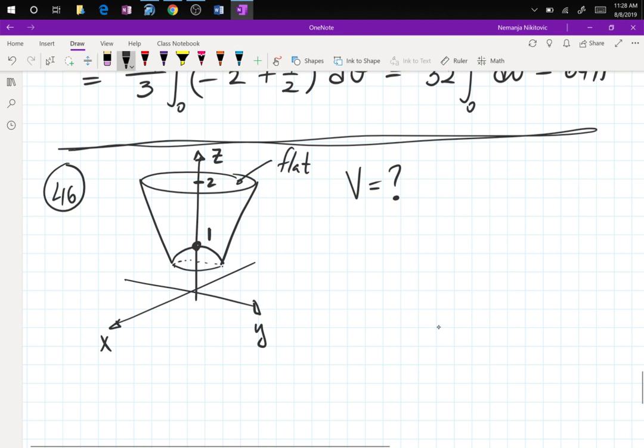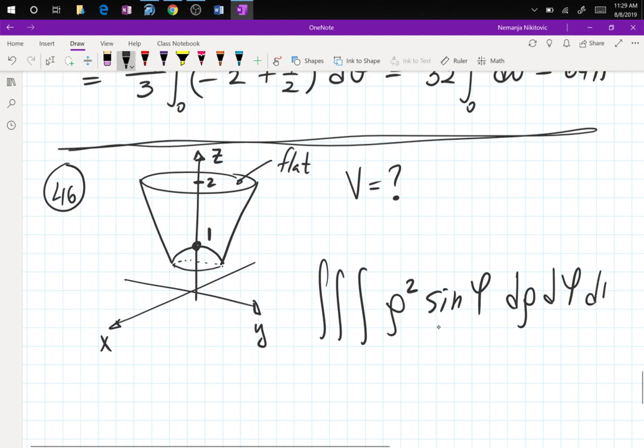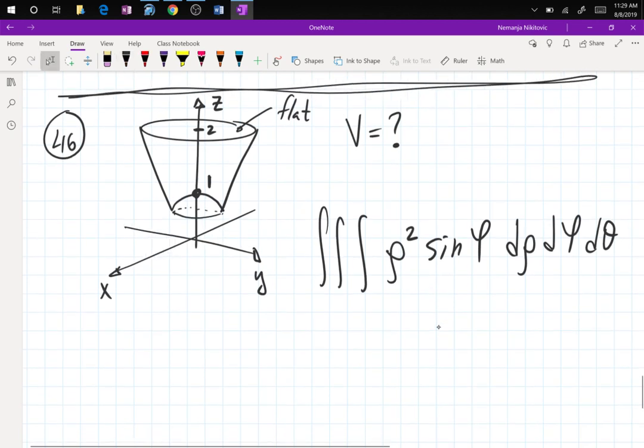So to set this up, we are going to have, again, a triple integral. We are looking for volume, so no function inside. So rho squared sine phi d rho d phi d theta. Standard setup. And now we take a look at our theta. It's a full round object, so 0 to 2 pi, because we are going to go around.